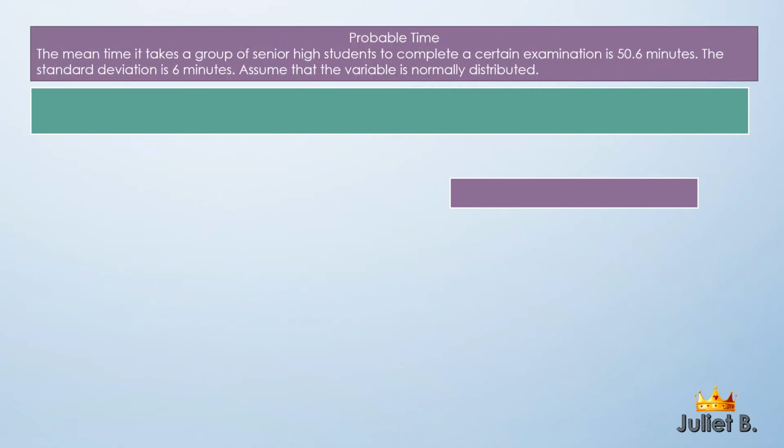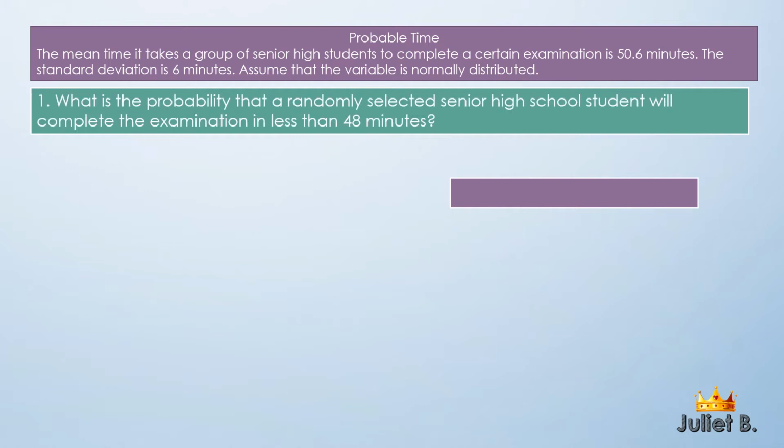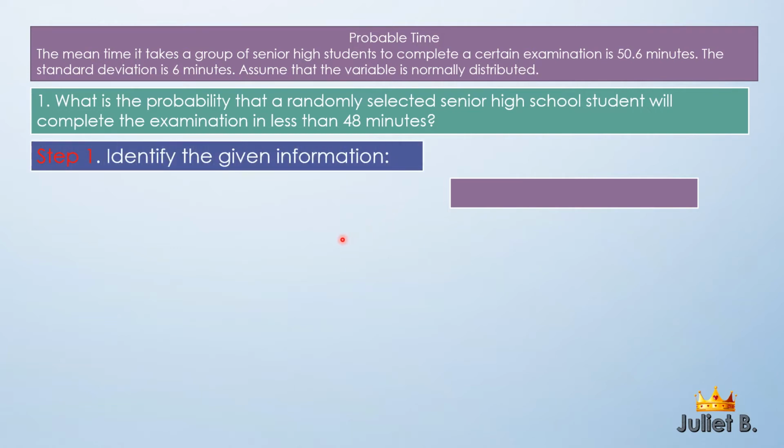So let us have the solution. Again, here is the probable time, our first problem. Then let us answer the question: what is the probability that a randomly selected senior high school student will complete the examination in less than 48 minutes? So let us have this step by step.